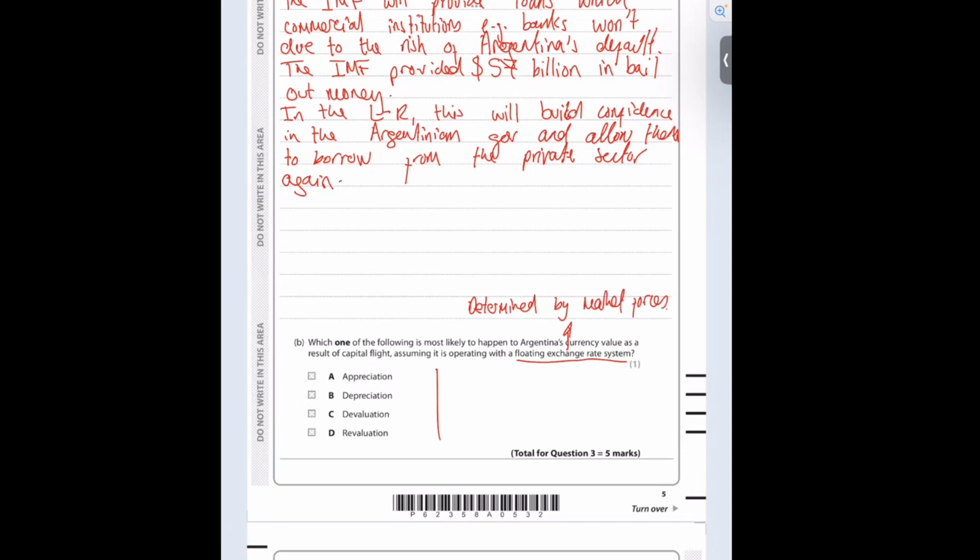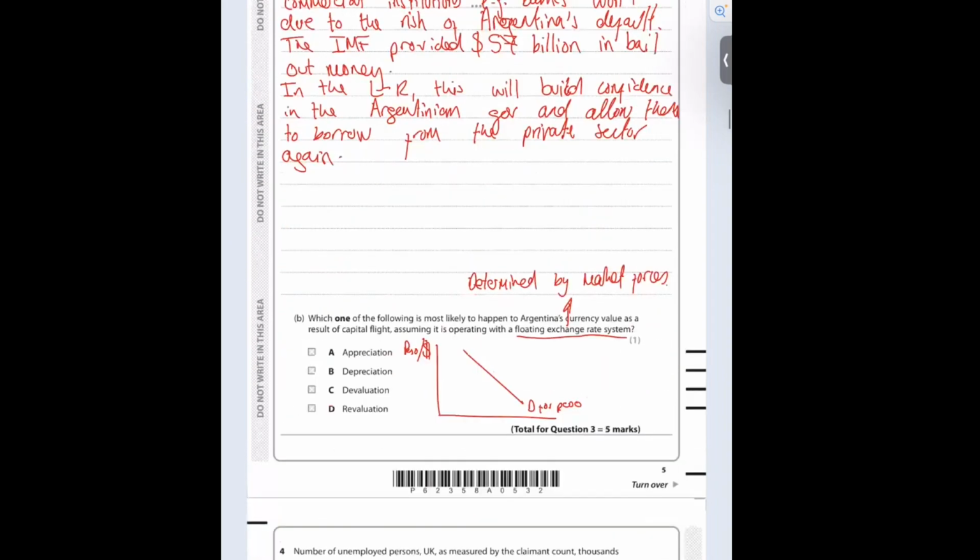Okay, what will happen is if you've got, let's say, the peso to the American dollar, and you've got demand for the peso, and then you've got supply of peso, whatever the currency is. This is the initial equilibrium. So we say it's that price, that quantity, and here's the quantity of pesos.